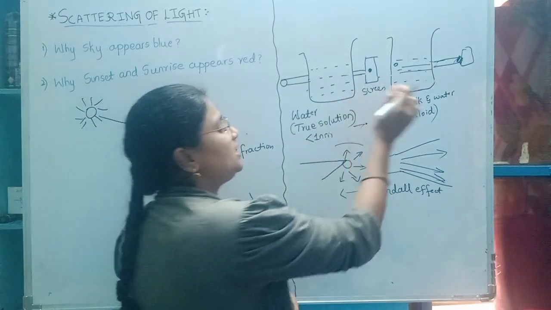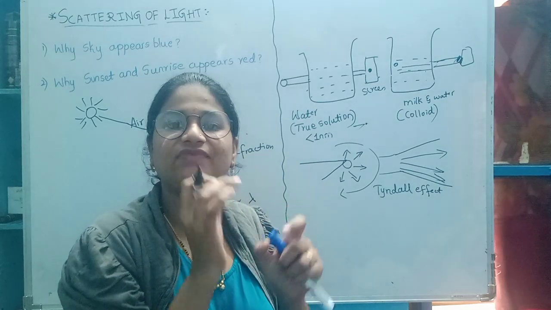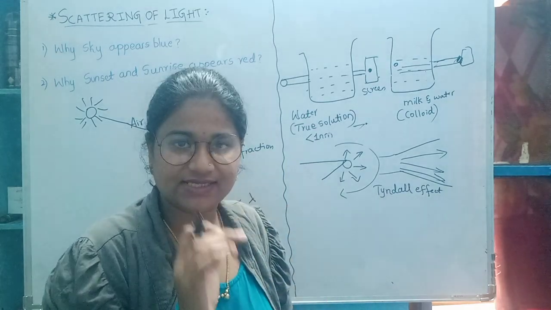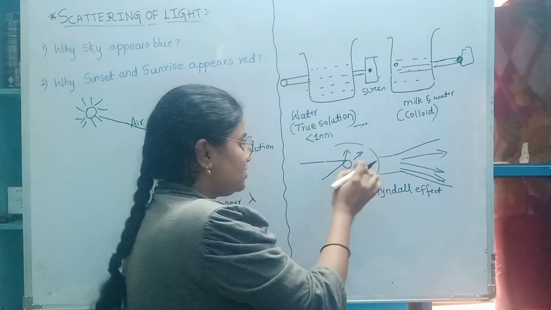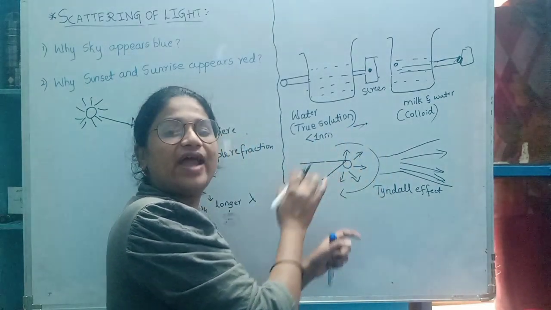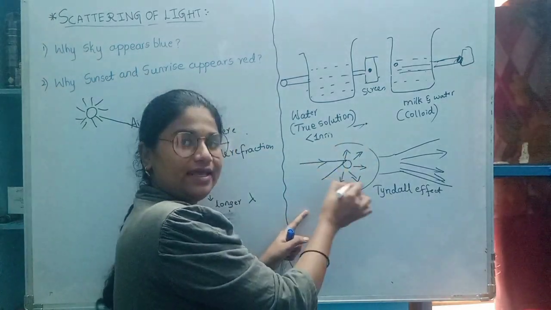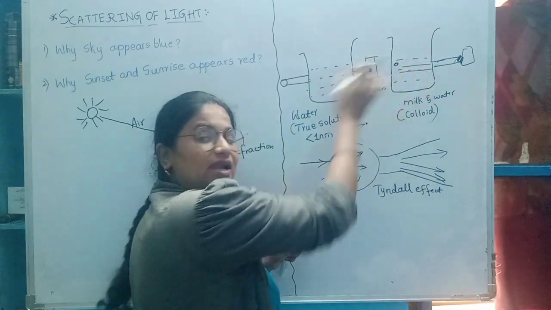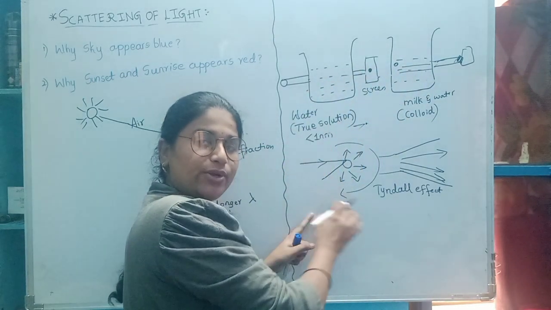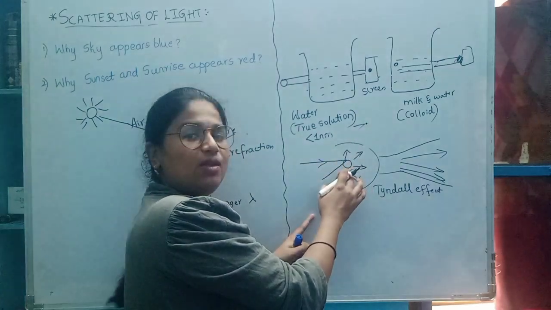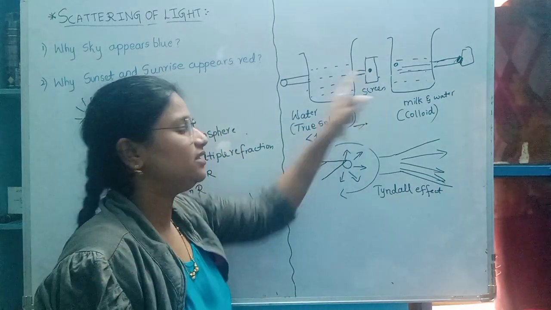Why? Because in milk and water, the particles will be in such a way that they will refract the light rays in all directions. See, this is one particle which is refracting the light ray in all directions. Like this, we have many particles here. So when this kind of refraction takes place, no doubt we will get a path of light and we can find the beam.